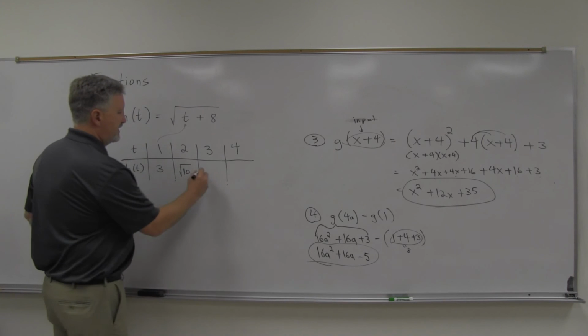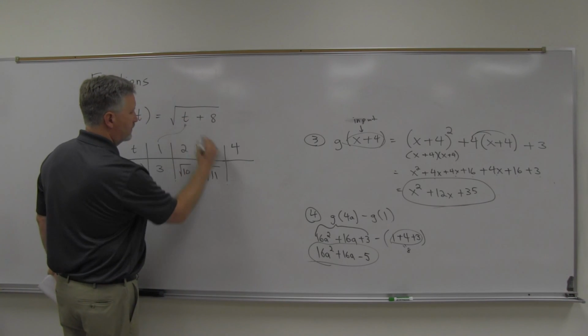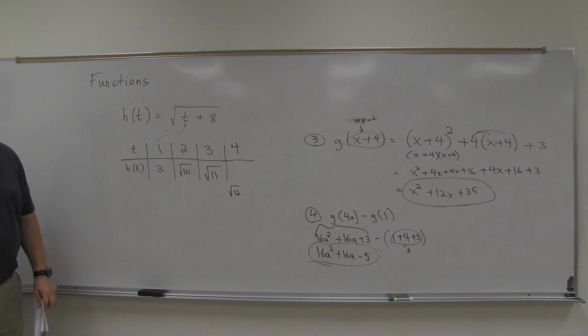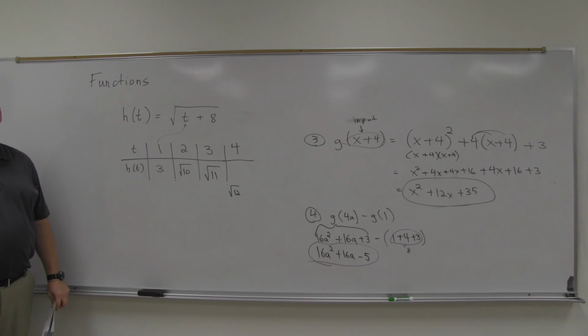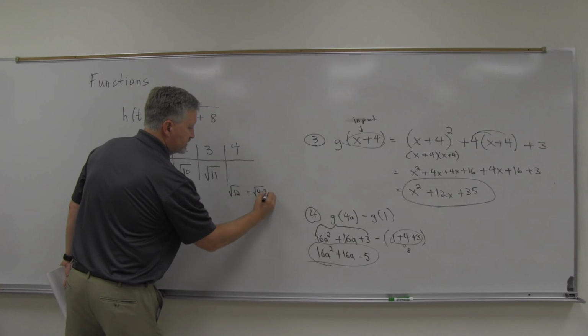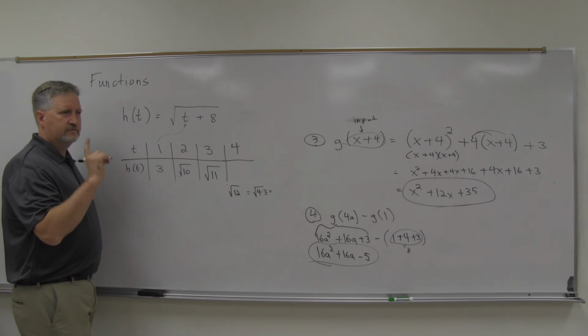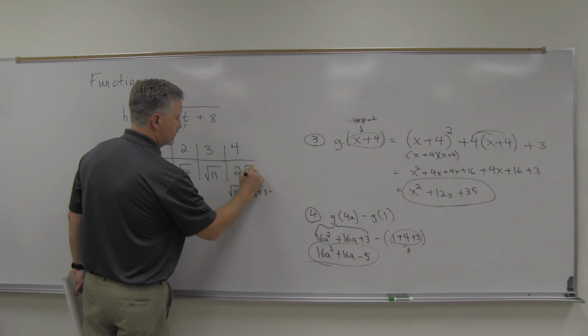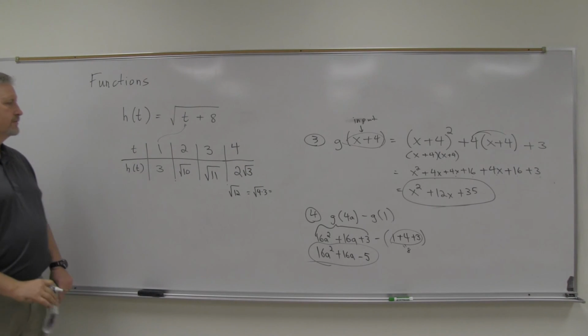3 would be the square root of 11. Now, with 4, we'd have the square root of 12, so that one does simplify. They probably write it in simplified form. What would be the simplified form of square root of 12? Well, 12 is 4 times 3, so in this case it's just 2 square root of 3.